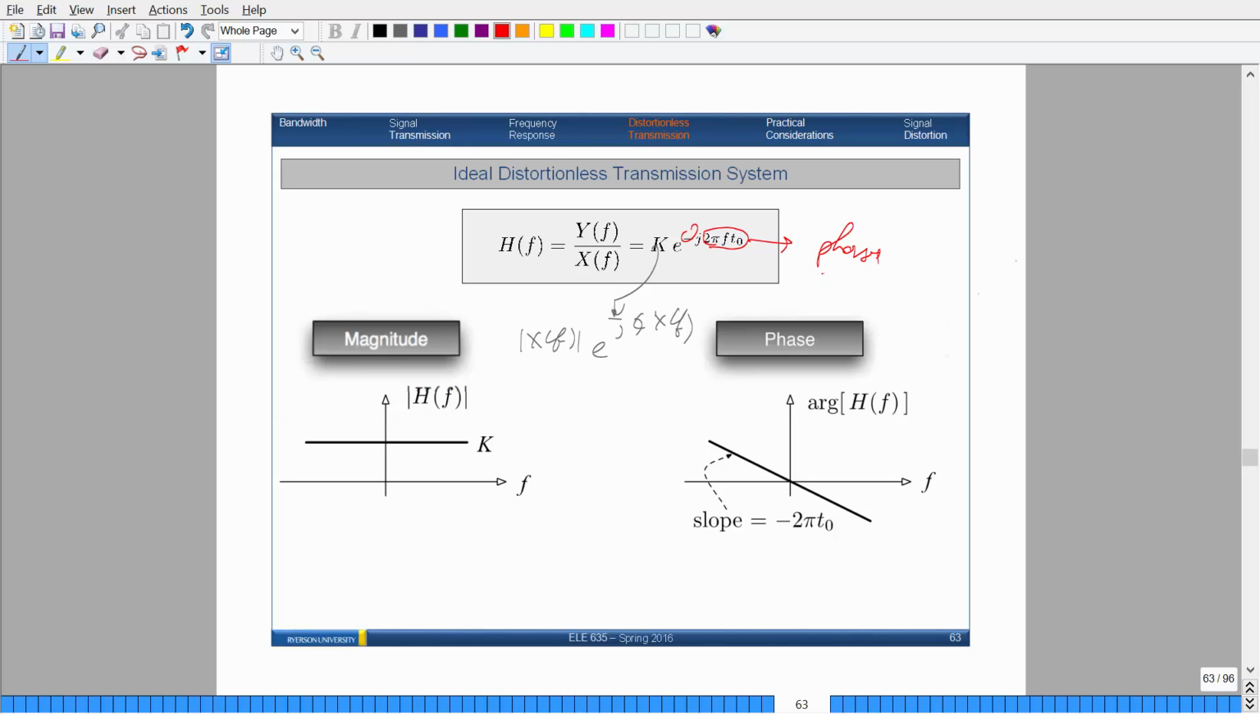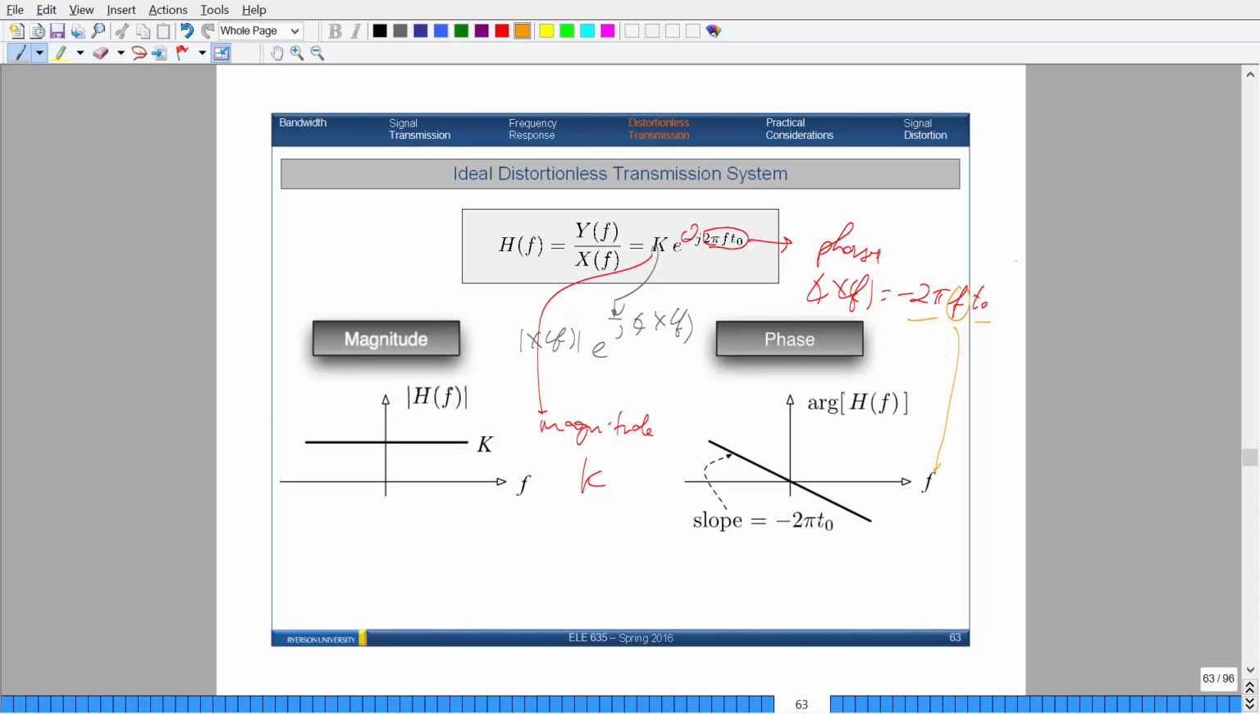So this is minus 2 pi f t naught, that's the phase, and this is the magnitude here. So it's just k. So for all frequencies, you want to scale the frequency components by a factor of k, and remember, when you're plotting the phase, the frequency is the independent variable. So what's happening here is that you have a slope of minus 2 pi t naught.